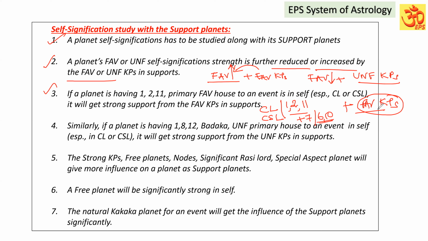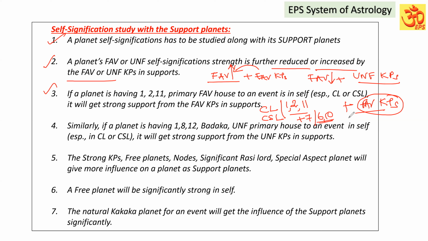It does not mean that they will not get the impact of the favorable key planet in its supports. They will also get it, but the influence or impact of the favorable key planets will be significantly more if these 1 to 11 or primary houses are playing. I hope you have understood.